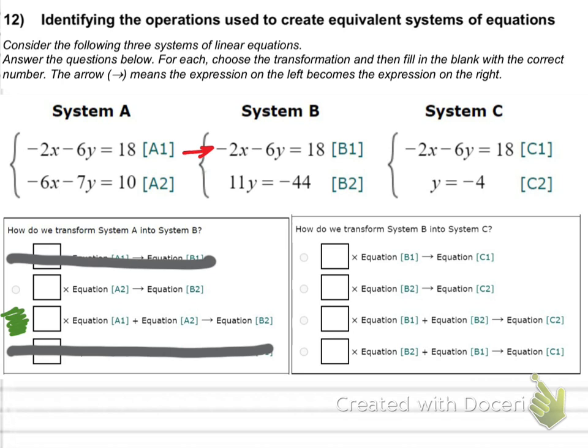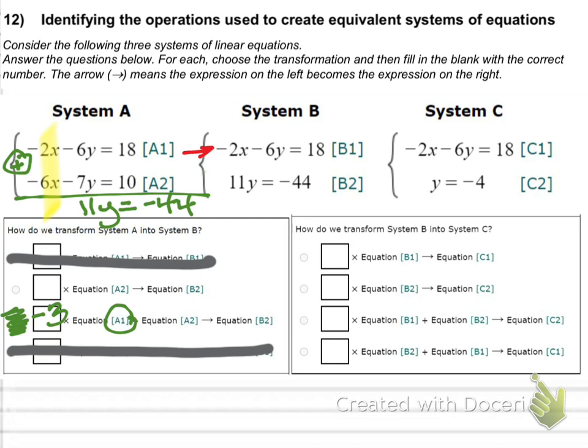Well, if you think about it, what we're trying to do is add these two together and end up with an 11y equals negative 44. That's what we're trying to get. So what would we have to multiply A1 by so that when we added it to A2, my x's would be eliminated? So I would need the coefficient of x in A1 to be a positive 6, which means I would have to multiply by a negative 3.